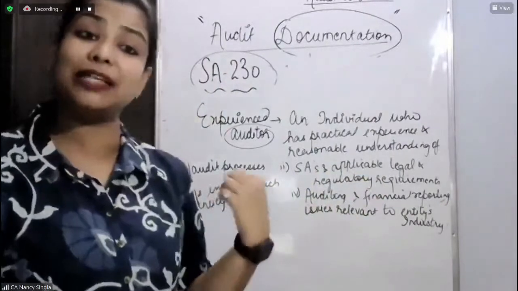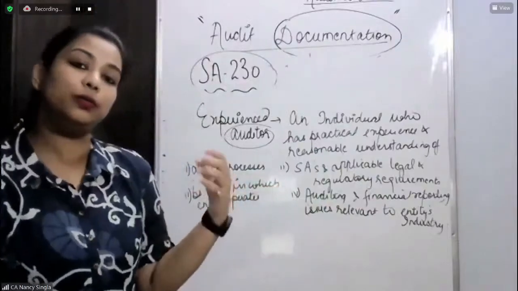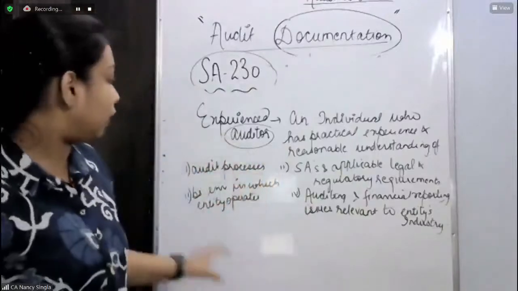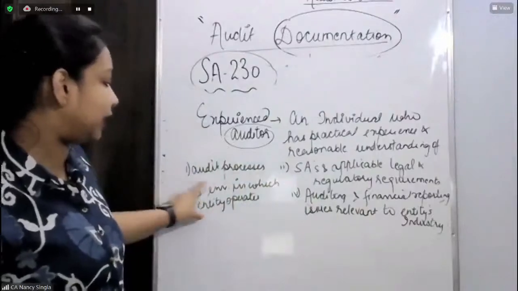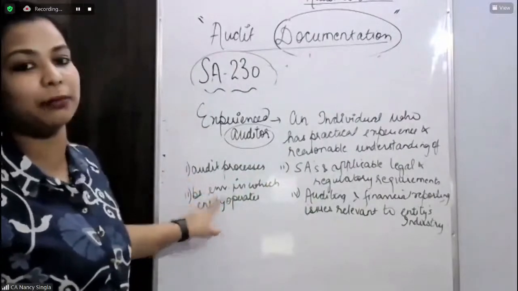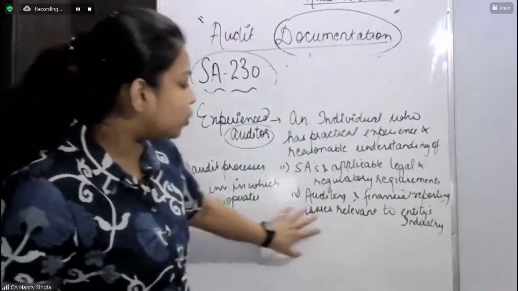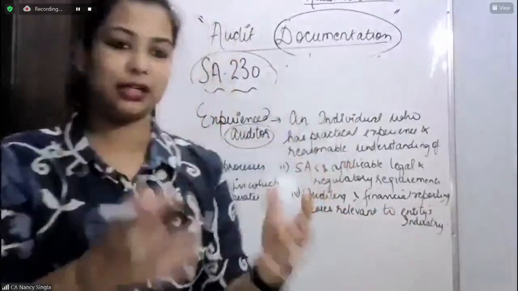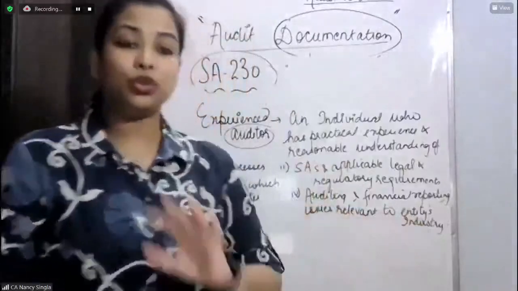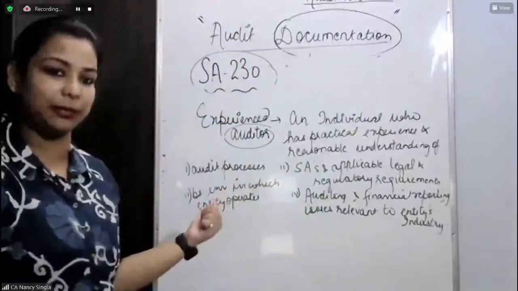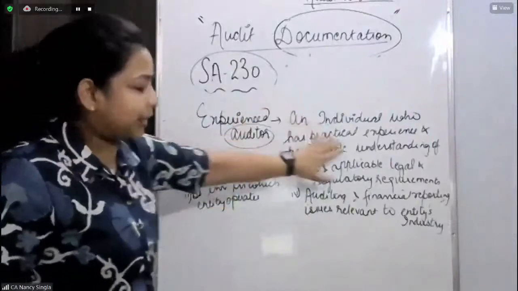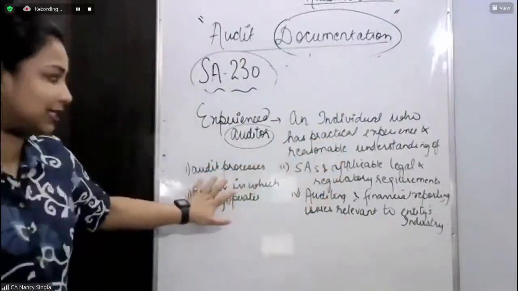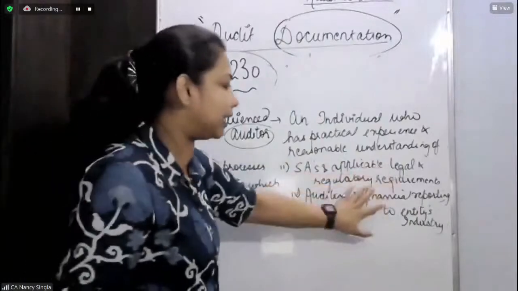For example, XYZ Limited in our example was a company which manufactured, say, toys. So the person should know how the entity is, what the business environment of that entity is. He should have an understanding of auditing and financial reporting issues relevant to the toys industry, the entity's industry. So though he has never done the audit of XYZ Limited, he has practical experience of conducting audits. He has reasonable understanding of the audit processes, the standards, the applicable legal and regulatory requirements.